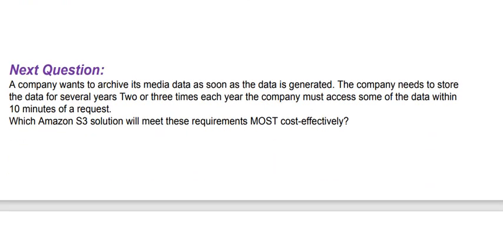Next question is, a company wants to archive its media data as soon as the data is generated. The company needs to store the data for several years. Two or three times each year, the company must access some of the data within 10 minutes of a request. Which Amazon S3 solution will meet these requirements most cost effectively?